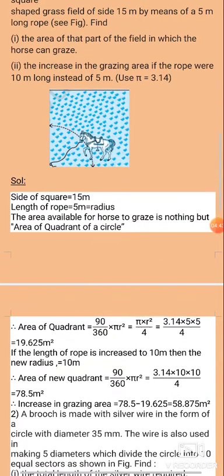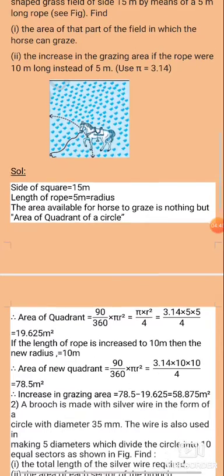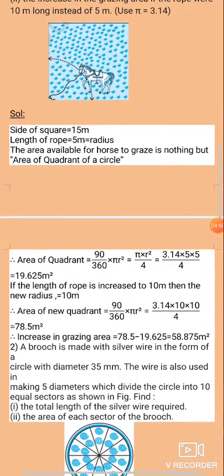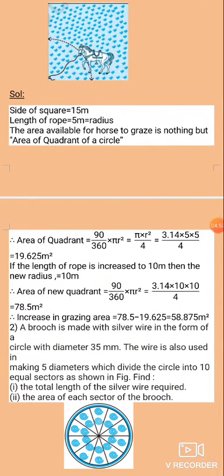Now the next question. A brooch is made with a silver wire in the form of a circle with a diameter 35 millimeter. The wire is also used in making 5 diameters which divide the circle into 10 equal sectors as shown in this figure. Find the first one, the total length of the silver wire required. Second one, the area of each sector of the brooch.